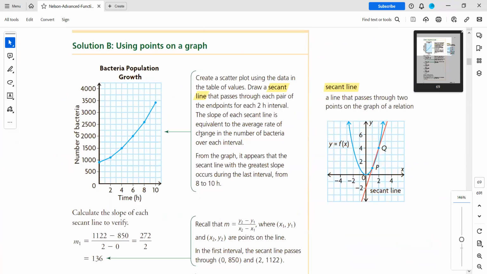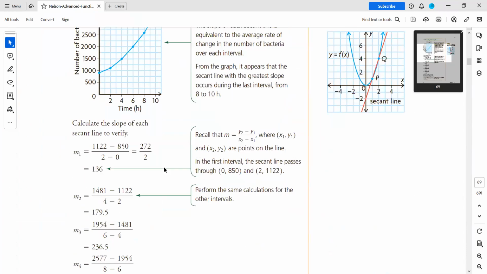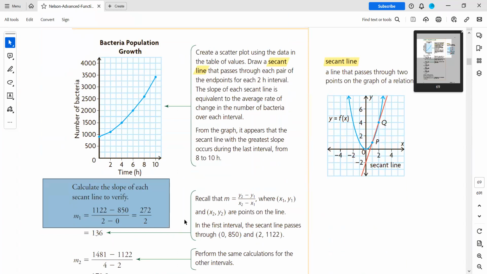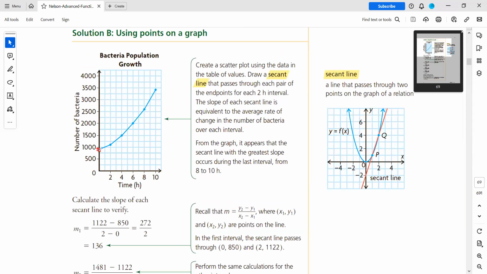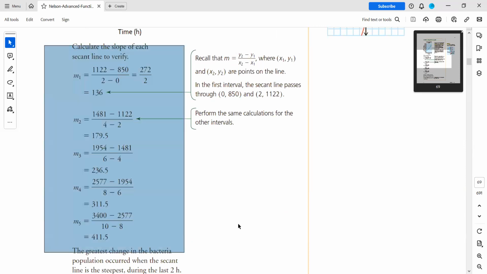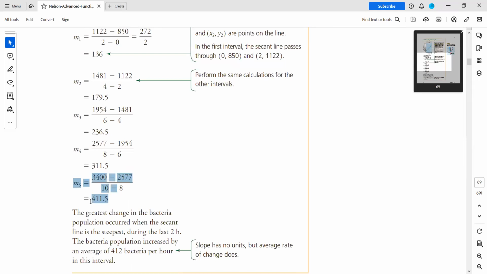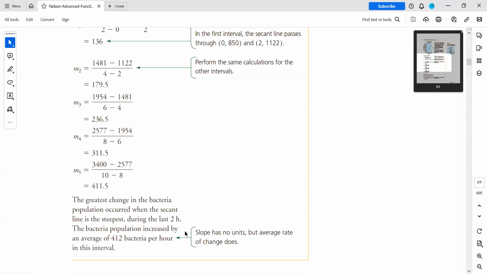Now, instead of calculating the difference like this, we're going to calculate the slope of each secant line to verify our previous solution. You see here they evaluate the slope of M1. It's going to be the slope between these 2 points, this point and this point. You see moment in time 2 and 0, as well as for all the other points. You can see that as a result, we get the same average rate of change. Again, we can conclude that the greatest change in the bacteria population occurred when the secant line is the steepest, during the last 2 hours. The bacteria population increased by an average of 412 bacteria per hour in this interval.